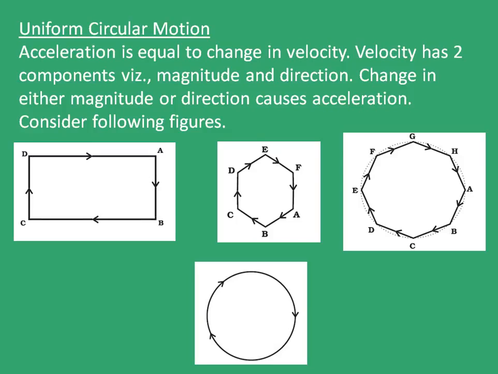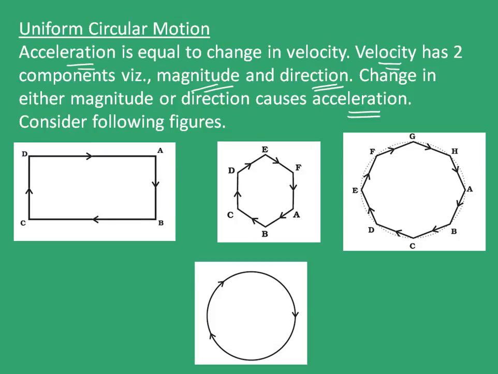We know that acceleration is equal to change in velocity. Velocity itself has two components, magnitude and direction. Change in either magnitude or direction causes acceleration. So we have to keep in mind that whenever we are talking about velocity or acceleration, we need to think about magnitude as well as direction.